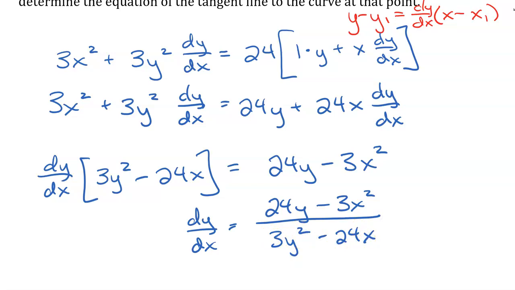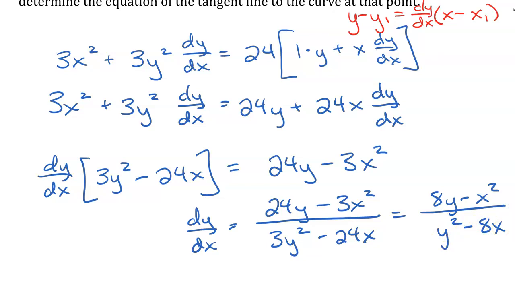Now, we can take out a 3 as a GCF everywhere and make it go away. But since the goal is actually to find the tangent line and not the derivative itself, we don't really have to. We could, but we don't really have to. But for the sake of argument, I'm going to anyway. So 24 divided by 3 is 8. So there we are.